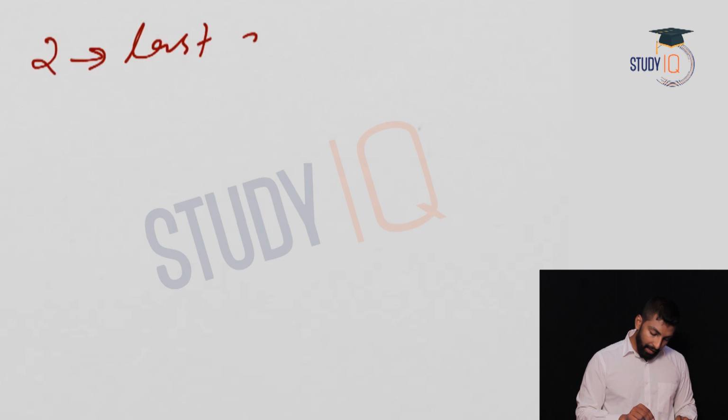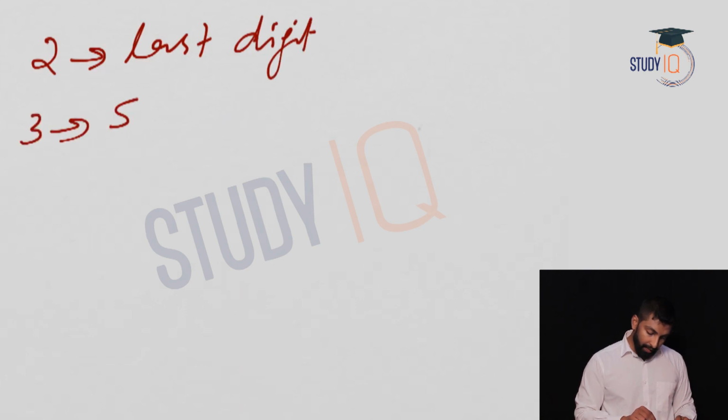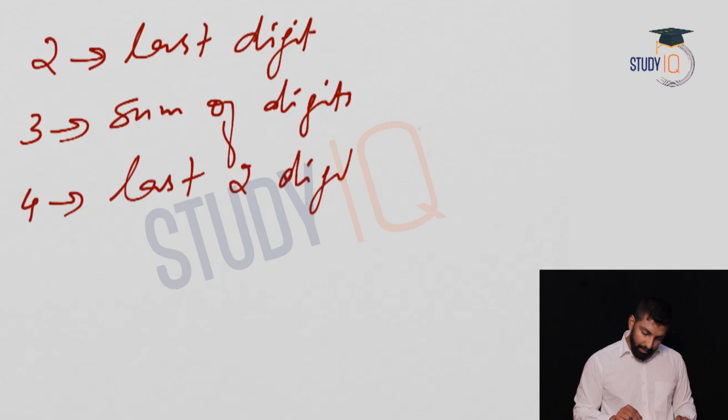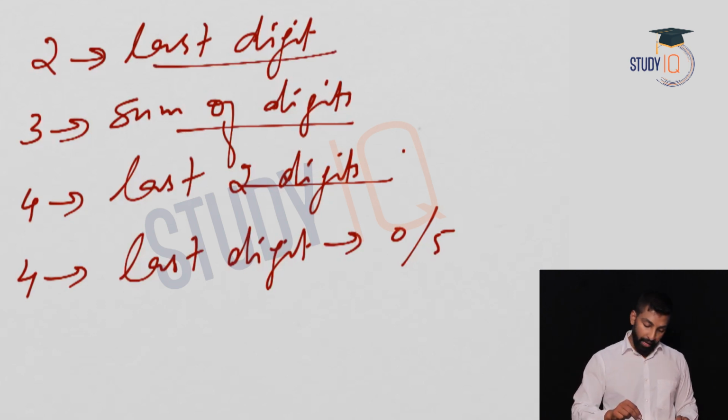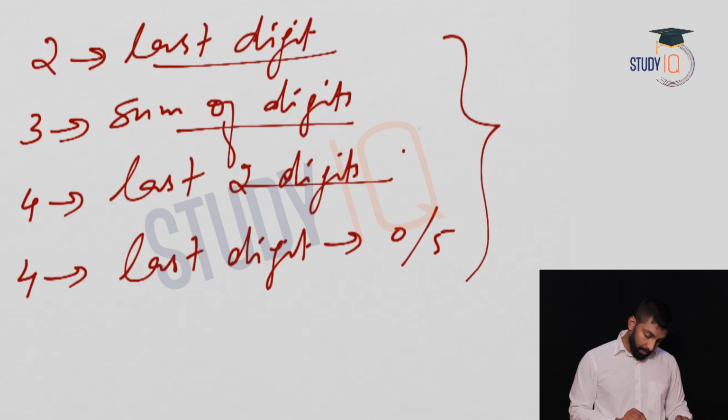Divisibility of 2, last digit. Divisibility of 3, sum of digits. Divisibility of 4, last two digits. Divisibility of 5, last digit. Okay, last digit must be 0 or 5. Now here last two digits must be divisible by 4. Sum of digits must be divisible by 3. Last digit must be divisible by 2. Okay, so this is 5, right?